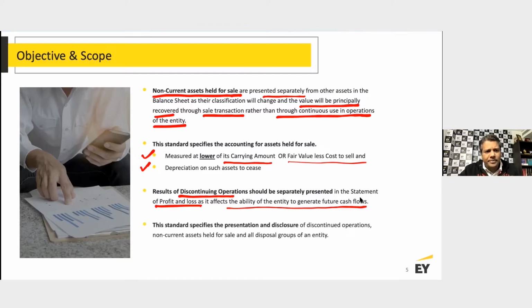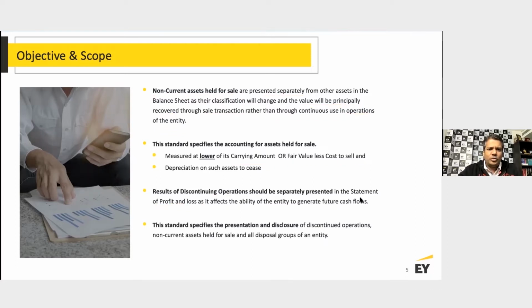This standard also specifies the presentation and disclosure of discontinued operations, non-current assets held for sale, and disposal groups of an entity. And we will again try and understand this in very great detail, for you to fully understand, appreciate, and be confident about your understanding of this standard. Let's quickly talk about that.